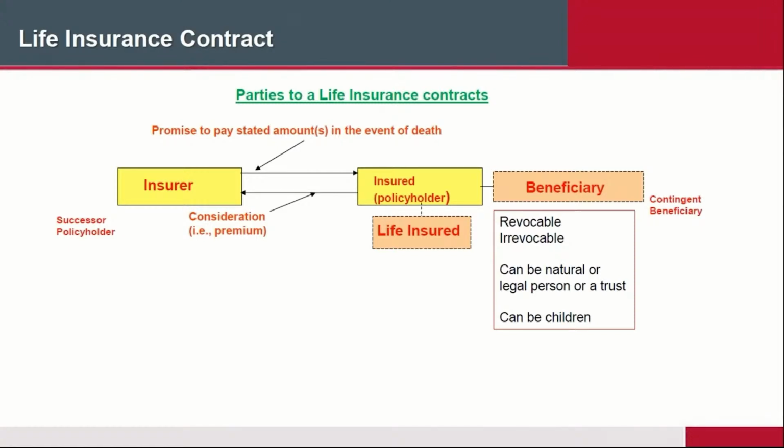The beneficiary can also be children. Okay, children can also be beneficiaries, but a cautionary note: while we are saying the beneficiary can be a child, if that child is a minor, they cannot receive any monies. So if on the exam they ask you, can a child be a beneficiary? The answer, of course, is yes, they can be a beneficiary. But can they receive monies? No. Monies cannot be received.